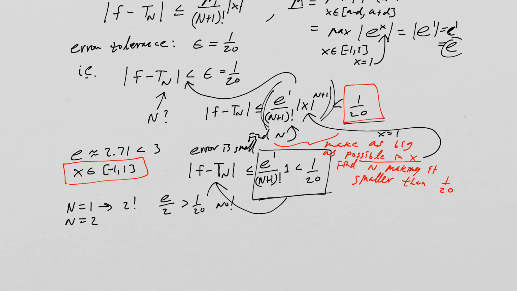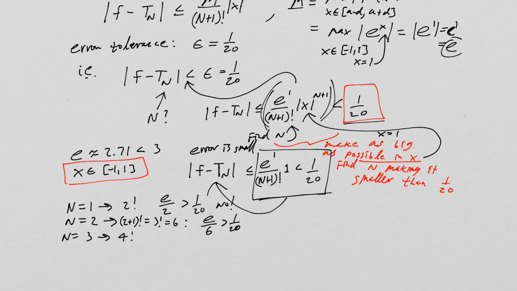N equals 2. Well, that means that 2 plus 1 factorial is equal to 3 factorial, which is 6. So that means e over 6, well, that's still bigger than 1/20th. That's not going to work. N is equal to 3.